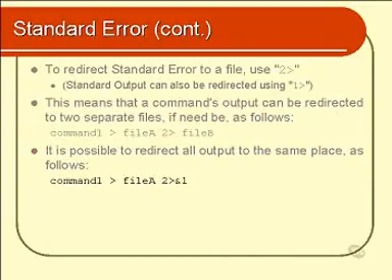Send the output into file A, for example, and then say that 2 greater than the standard error is going to &1, which, if you want to read that in English, means the same place as number 1 output went to. The number 1 output is standard output.